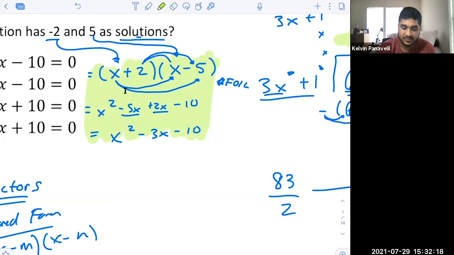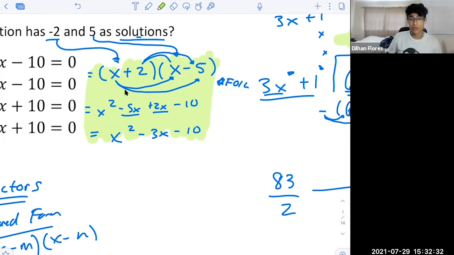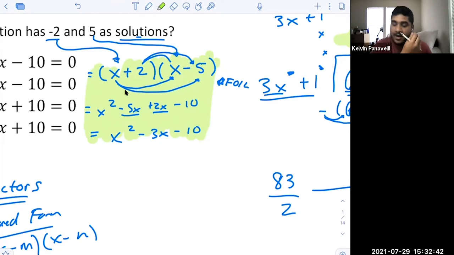Just start with the factors, FOIL, combine like terms. How long do you think that would take? I think that if you know what you're doing, and you have sloppy handwriting like me, you can do that in a couple of seconds, right? You can write everything down in like 30 seconds and get your answer. Yeah, like 30 seconds max, right?